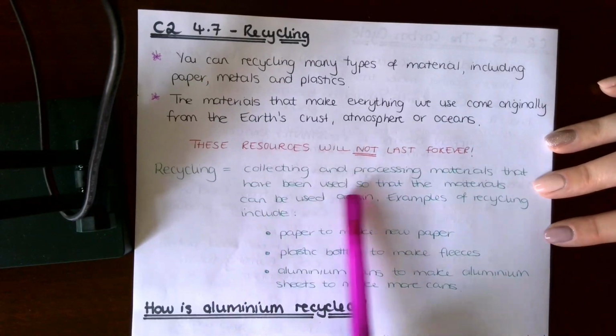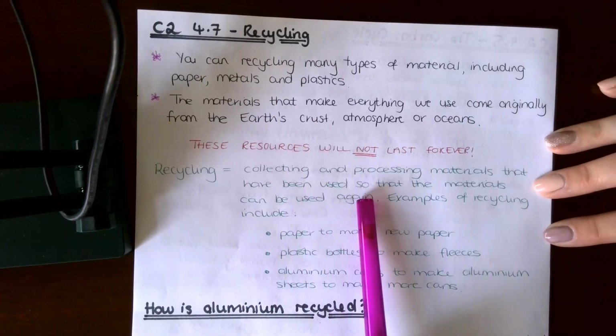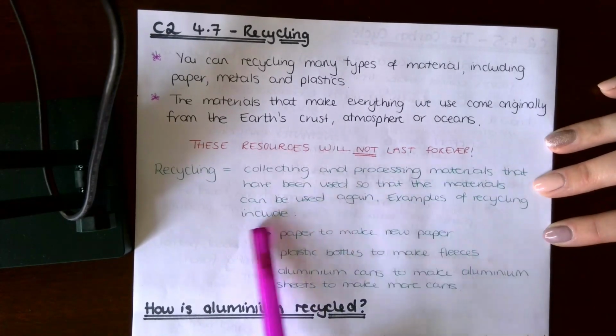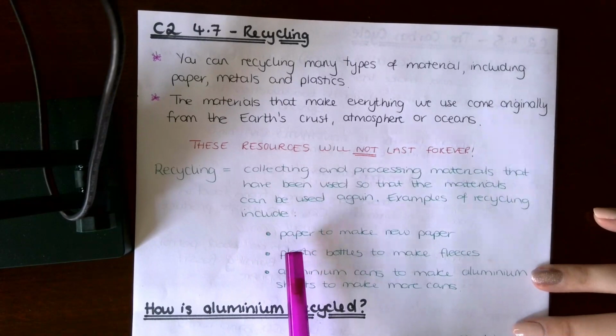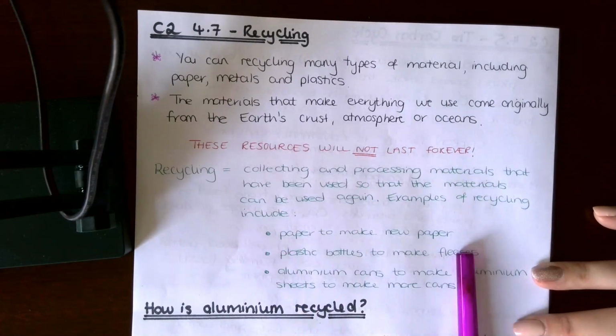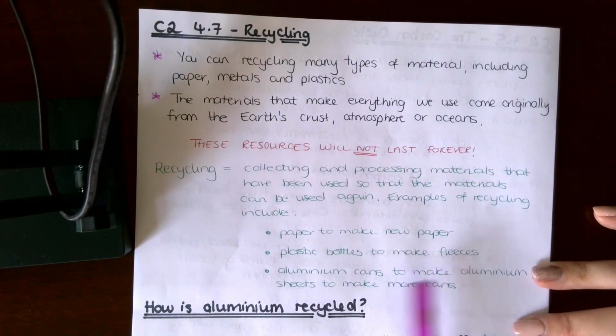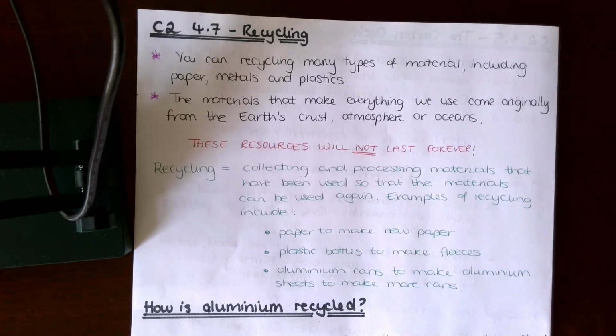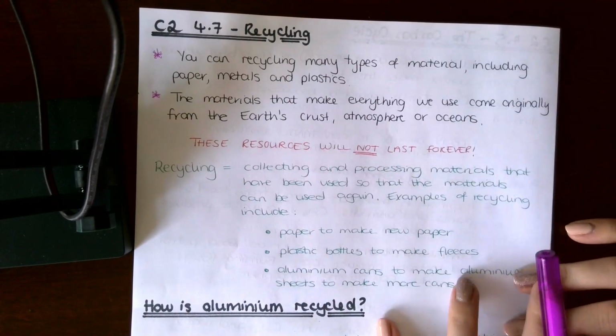Recycling means collecting and processing materials that have been used so that the materials can be used again. Examples of recycling include using old paper to make new paper, plastic bottles to make fleeces, and aluminium cans can be made into aluminium sheets, and I'm going to talk through how that can be done in a minute. So we can't just keep using things and throwing them away, so we need to start thinking about how we can recycle the things that we have finished with so that we don't run out of the resources that we've got on the earth.